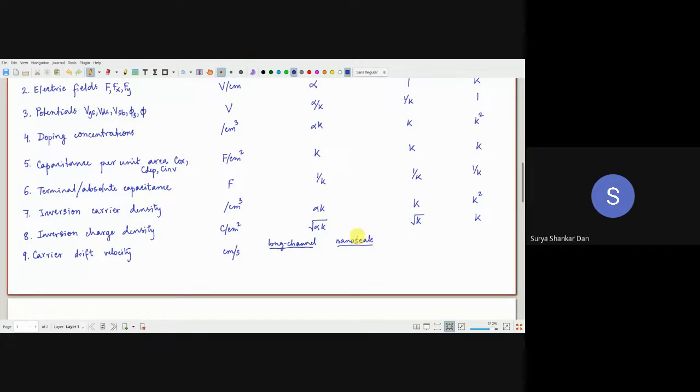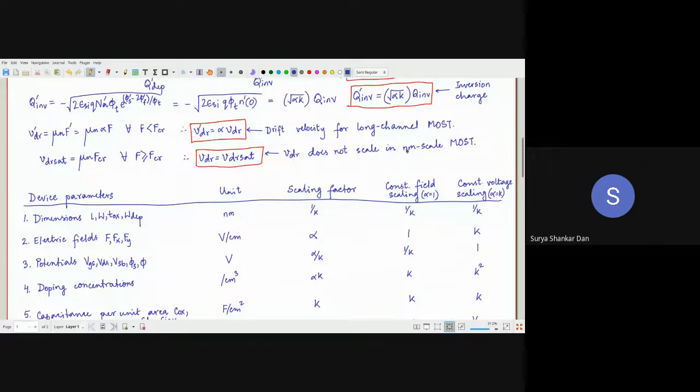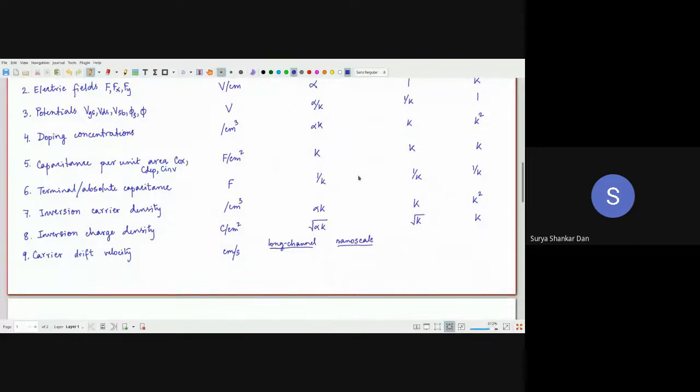Okay? If it is nanoscale, then the VDR does not scale in the nanometer scale MOSFETs. So what does it mean? If the MOSFET is in the deep submicron region, so 45 nanometers and below, it will be gradually entering into the ballistic regime. In the next class, we will look into that. Then what we understand is that the VDR becomes equal to VDR SAT. So that means it does not scale at all. So the scaling factor for that will be 1.